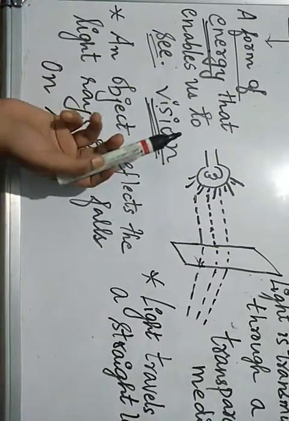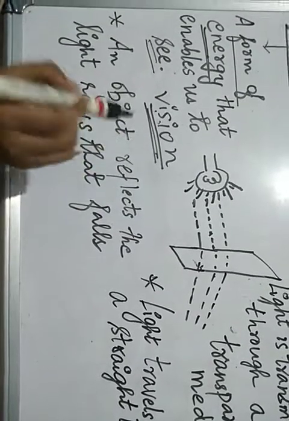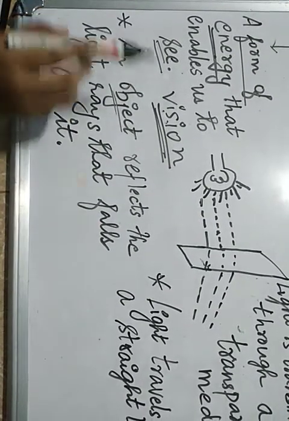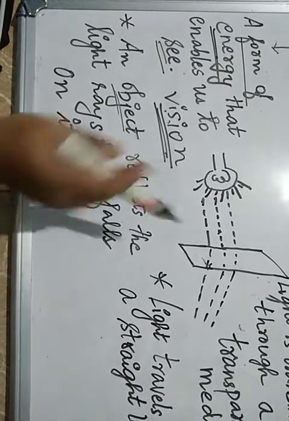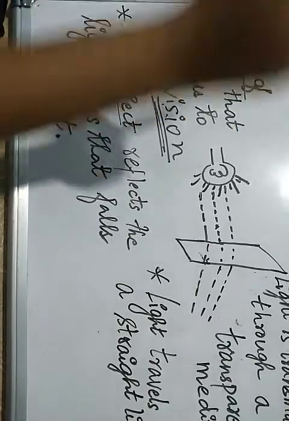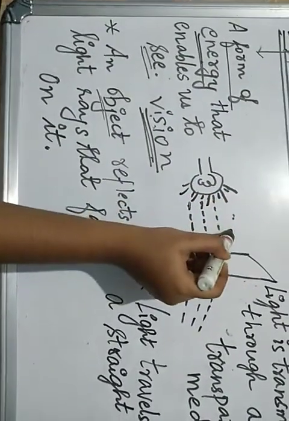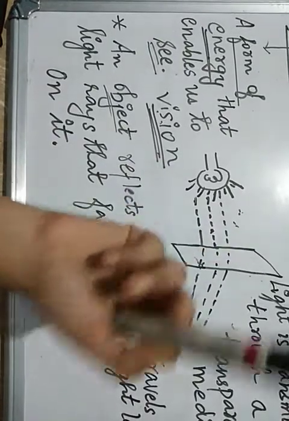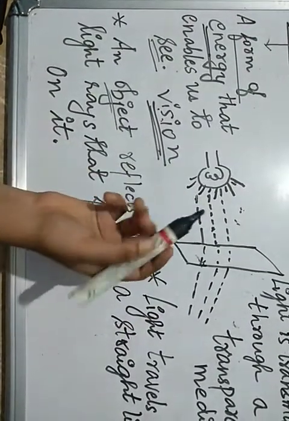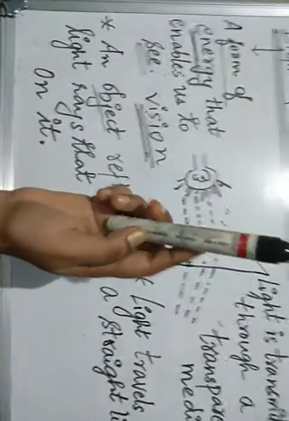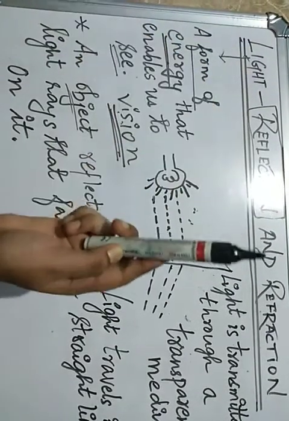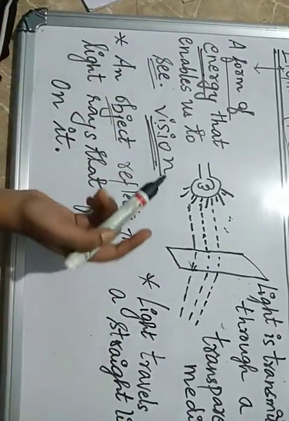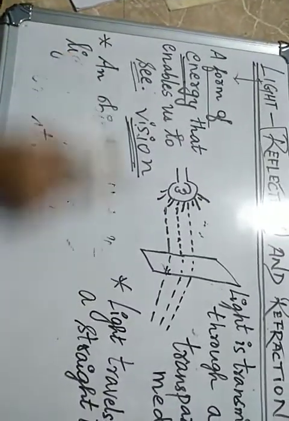Now, how am I able to say that it's because of light that we are able to see? Because any object reflects the light rays that fall on it. How are you able to see this board? Because light is striking on this board, then it is getting reflected, and then you are able to see the object. Or you take any other object, you are able to see this marker. This happens because light strikes on this marker and it is reflected back to your eyes. Alright, now let me draw the diagram and show you so that you can understand properly.